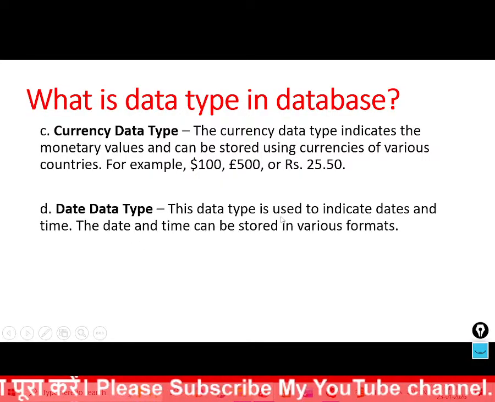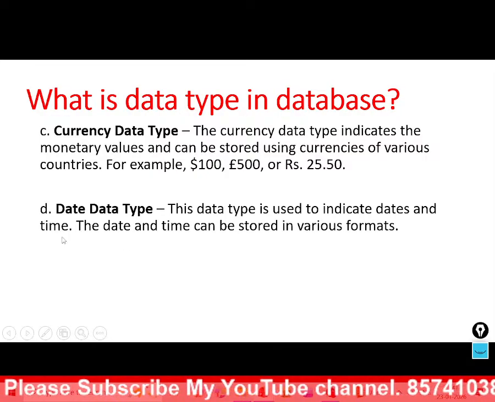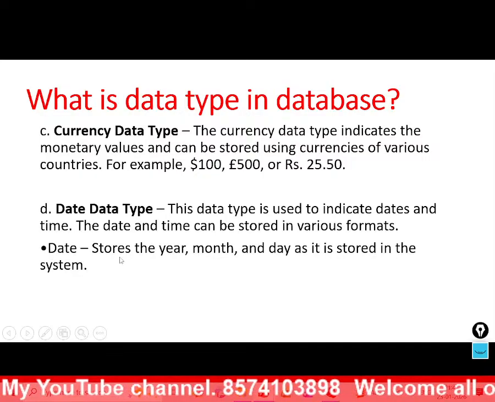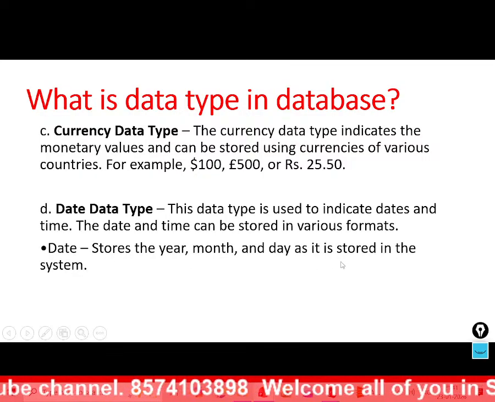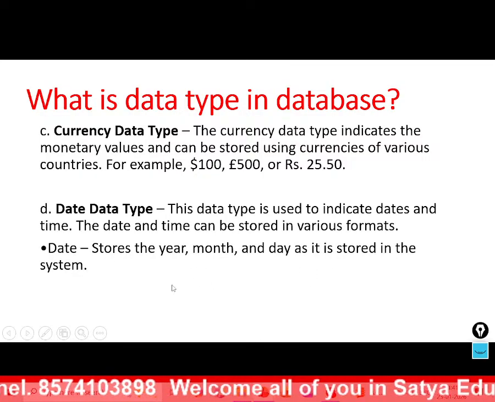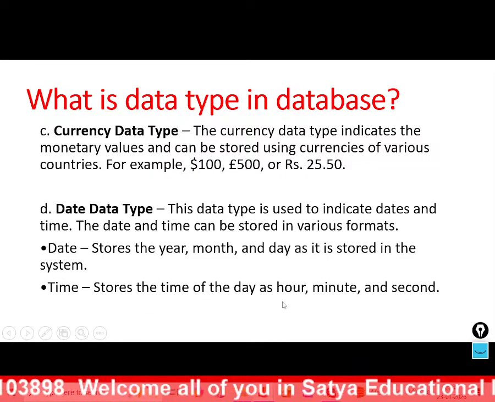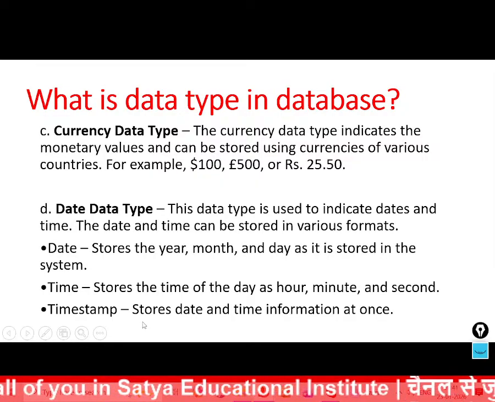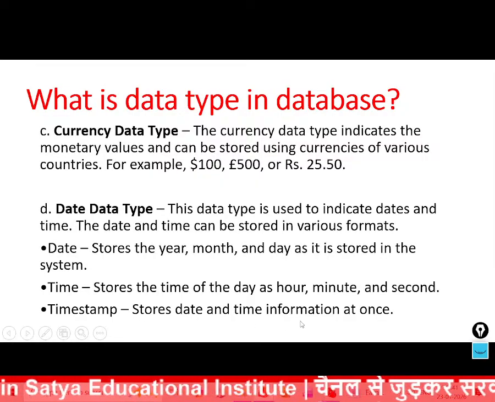This data type is used to indicate dates and time. The date and time can be stored in various formats. Date stores the year, month and day as it is stored in the system. Time stores the time of the day as hour, minutes and the second. And timestamp. Timestamp data stores date and time information at once.